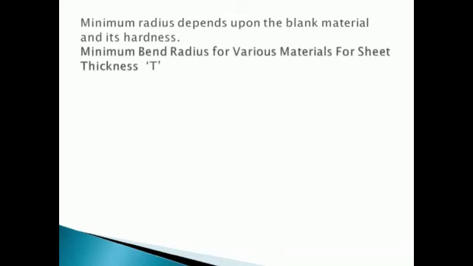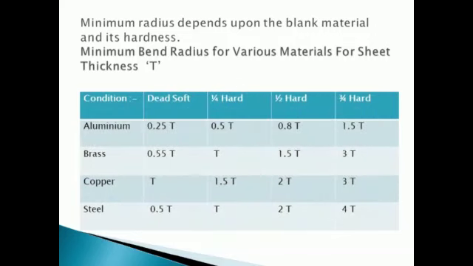Minimum radius can also depend upon the blank's material and hardness of the blank. Here in the table you can see the minimum radius for various materials, where T is considered as thickness of the sheet. Here you can see the materials aluminium, brass, copper and steel.